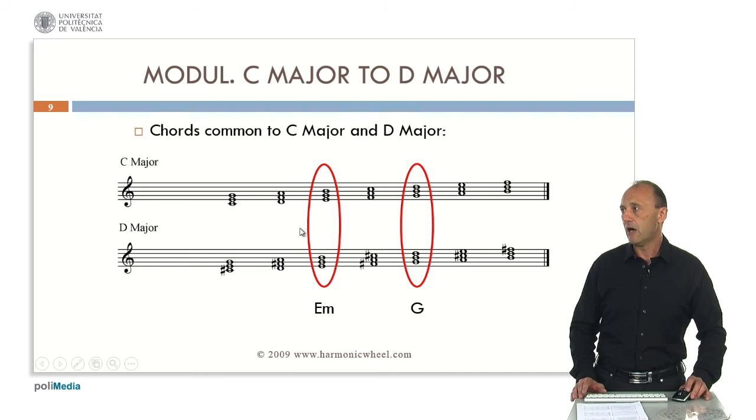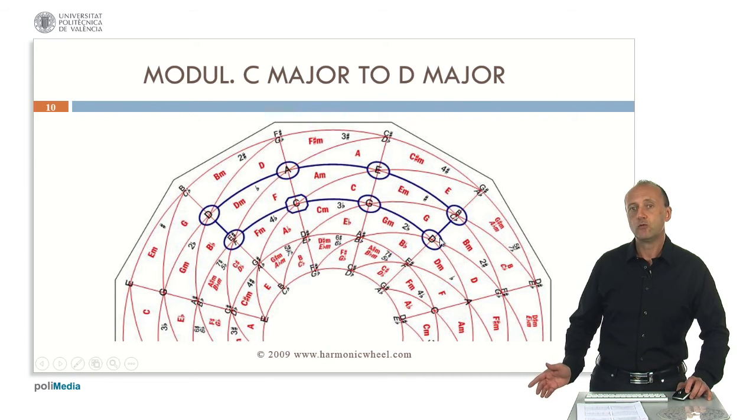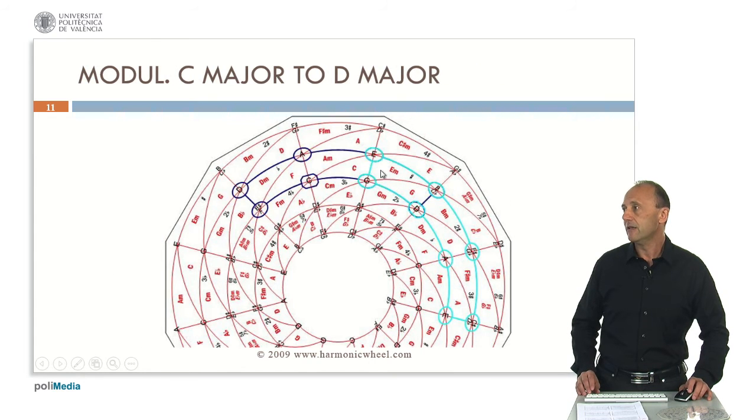We can see that there are only 2 chords, E minor and G major. If we use the harmonic wheel, here we have the C major scale, whose consonant chords are inside this blue rectangle, and we can observe that the tonic D is here, that is 2 steps to the right of note C. So the chords belonging to D major are these 6 chords. So only these 2 chords, E minor and G major, belong to both keys.